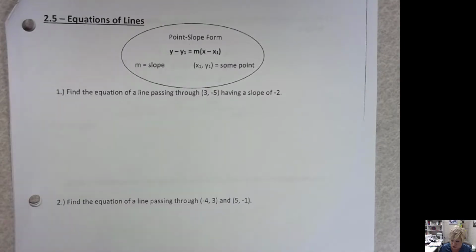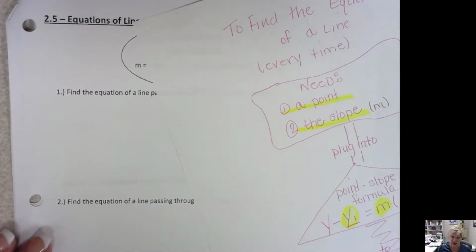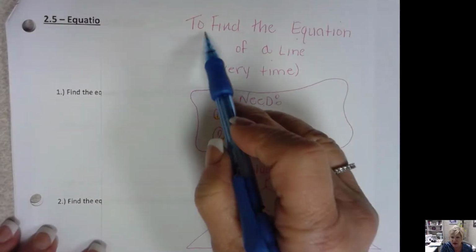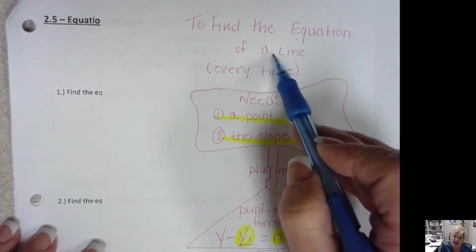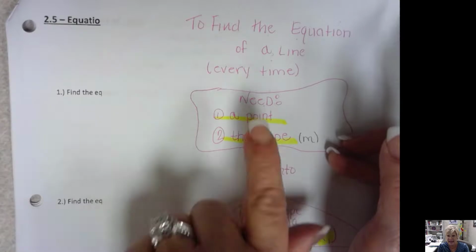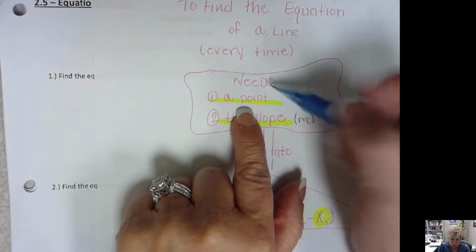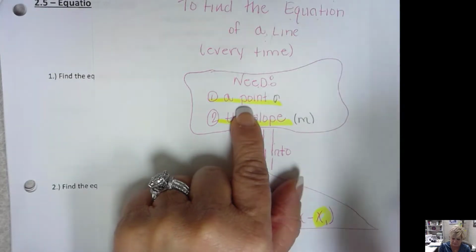Your videos for 2.5, we're talking about finding the equation of a line. That is our objective, to find the equation of a line. This is what you do. You need, these are like the ingredients to a recipe. You need a point on the line.